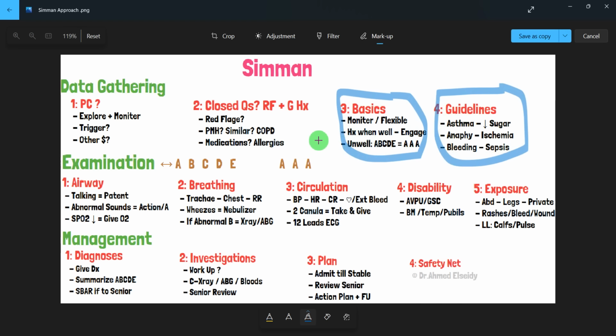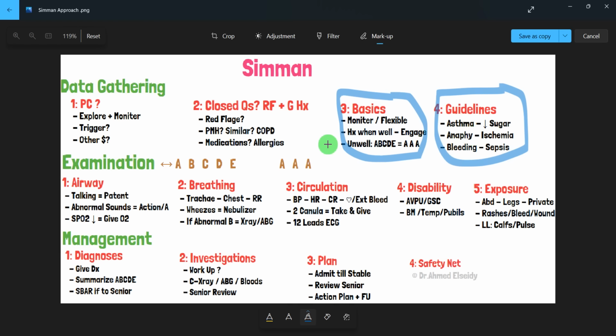Okay, this will not be part of the station, but that will give you the basics that we need to do in every station, and it will give you the guidelines for this particular scenario. For example, asthma guidelines, anaphylaxis guidelines, acute limb ischemia guidelines. So once you know the guidelines, you don't need to memorize anything, you don't need to remember the script or the notes or the mind map. You have the guideline, you have the basics, you are good to go. So let's talk about them first.